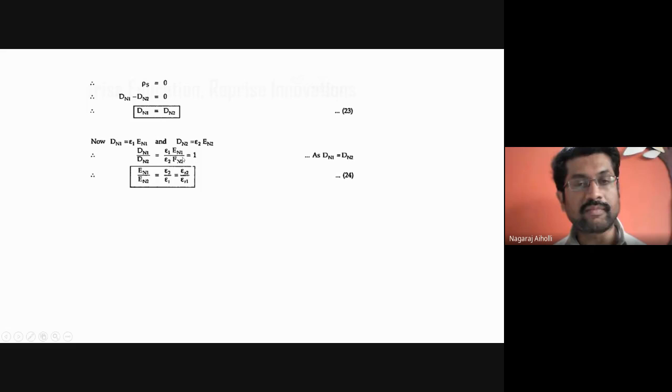Therefore, en1 by en2 is equal to, rearranging the terms, epsilon 2 by epsilon 1, that is further equal to epsilon naught into epsilon r2 divided by epsilon naught into epsilon r1. Epsilon naught and epsilon naught will cancel. Therefore, what will remain? en1 by en2 is equal to epsilon 2 by epsilon 1 is equal to epsilon r2 by epsilon r1. This is equation number 24.